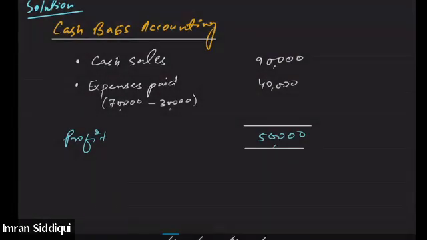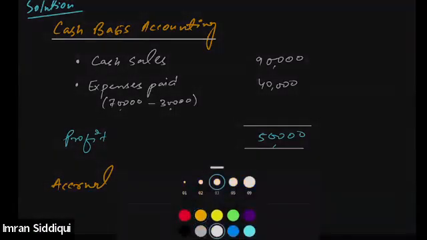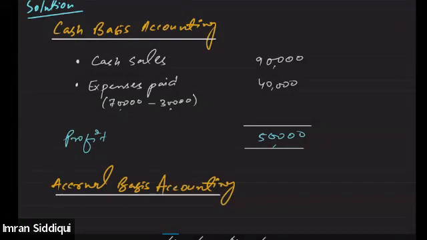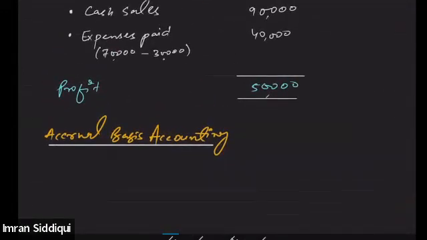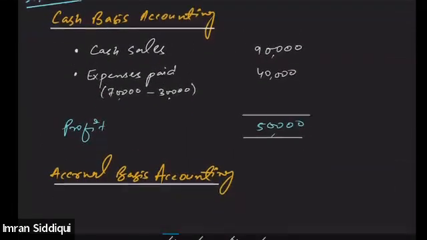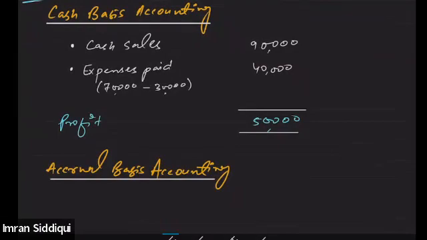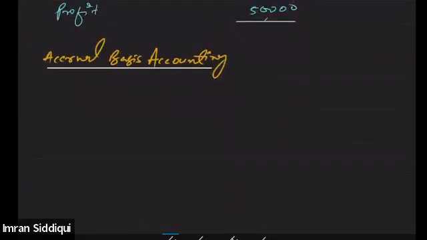Yes, sir. But if we follow the accrual basis accounting, you'll notice that the profit in that case will differ. If we follow the accrual basis accounting, you guys are noting this down? Done with the first one, cash basis accounting. Okay, now what will be the amount of profit if we follow the accrual basis accounting?